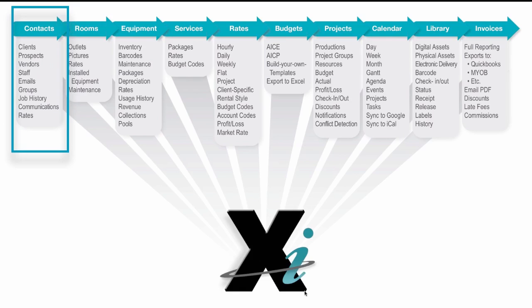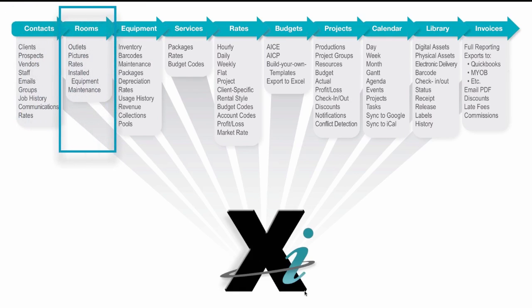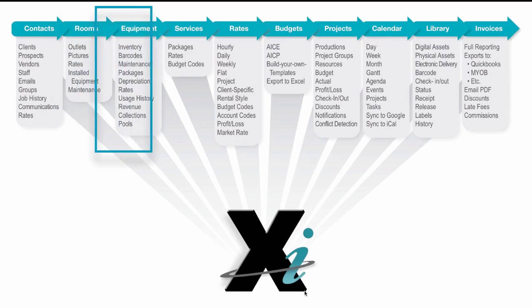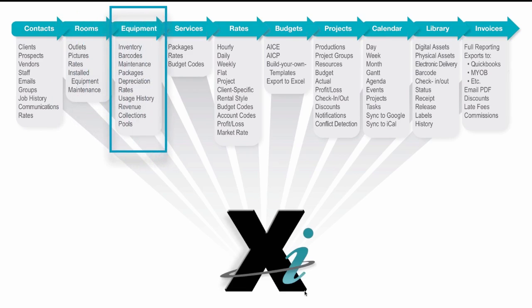And then there's resources like rooms. Within that, we track all of the outlets and the pictures and the rates and the equipment and the maintenance for each of those. And I mentioned equipment. So we've got a whole equipment inventory area to track that, and the barcodes and your maintenance and packages and depreciation and rates and usage history and all that kind of stuff.